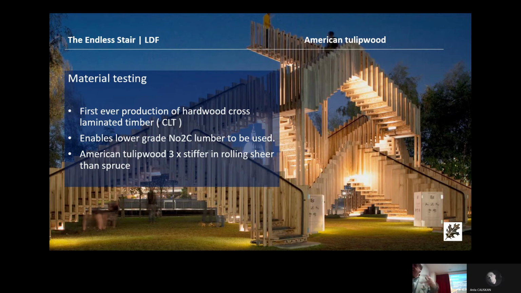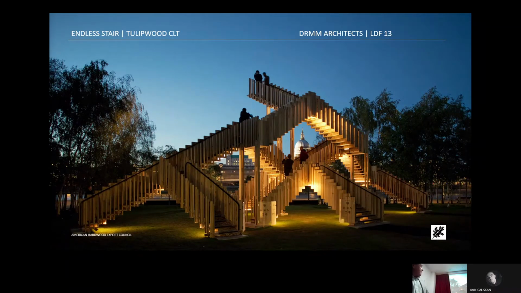And it also enables us to use lower grade material, because if you use lower grade material and glue it all together to make panels, then you're using the advantage of that lower grade material rather than using the prime grades. So it enables the panels to be more cost effective. Also, a very important property for CLT is that tulip wood is 3 times stiffer in what we call rolling shear, when you shear the glue line on the panels. So that was the first project, LDF, back in 2013.